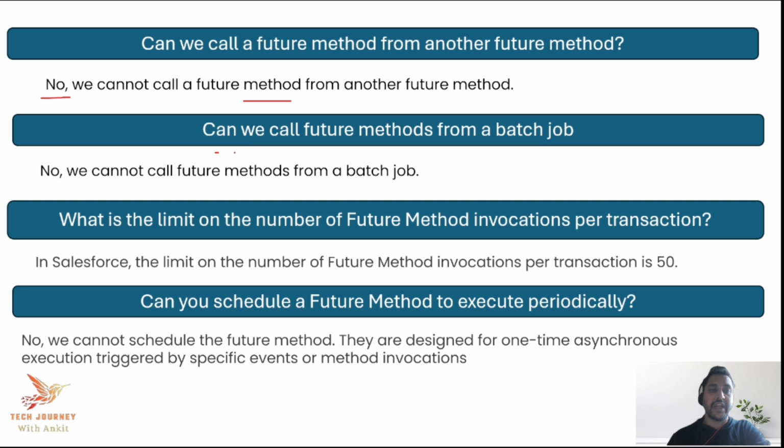Another question here is, can we call a future method from a batch job? Again, the answer is no. We cannot call a future method from a batch job as well. The reason, as we discussed in the last session, or I believe in today's session as well, is that a maximum of 50 future jobs can be invoked in one transaction. If you are invoking future methods from batch Apex, there's a high probability of hitting the limits. That's why Salesforce does not allow you to do that.